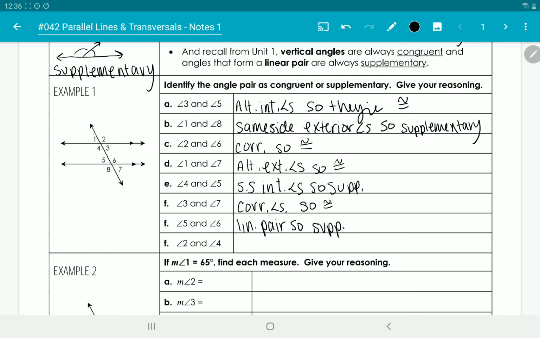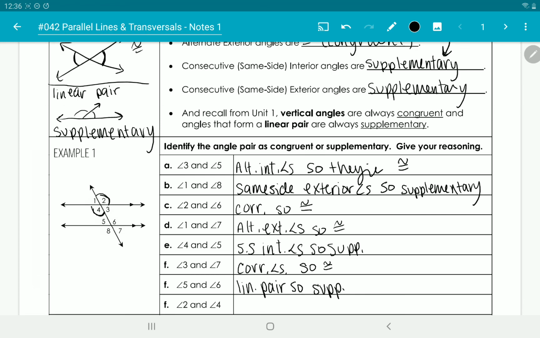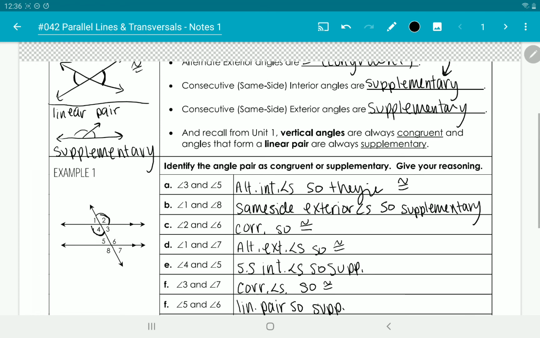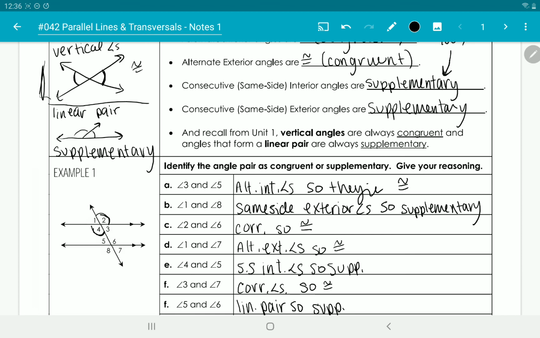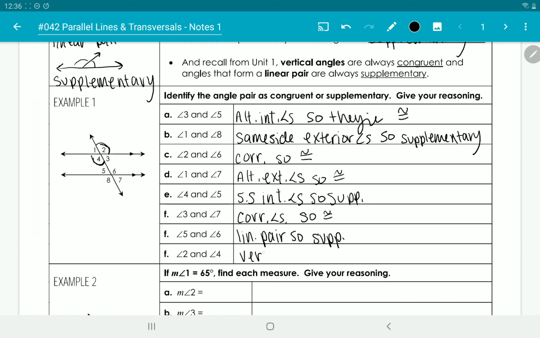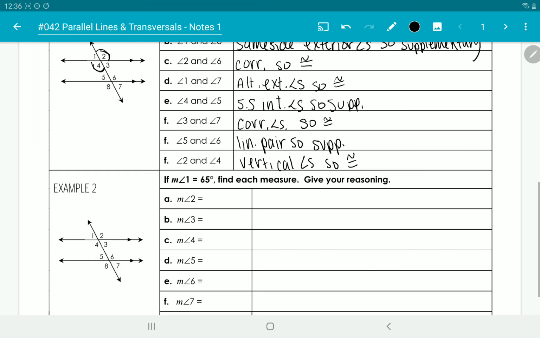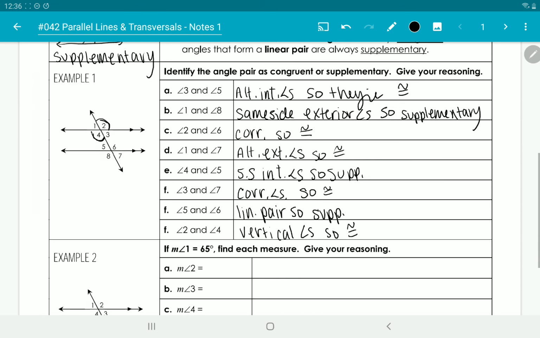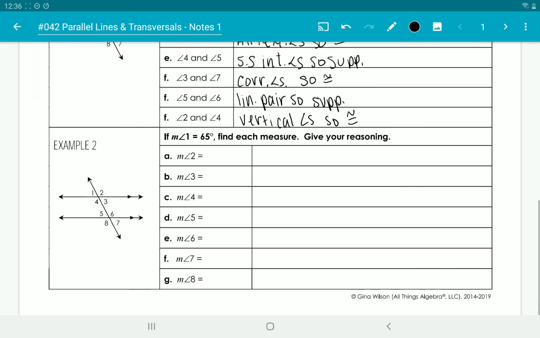And then lastly, 2 and 4. You can see they're on the same intersection, and they look like these angles we've got drawn up here. Okay, so they are vertical angles, and like we've got written up there, vertical angles are congruent to one another. So again, either way, they're either going to be supplementary angles and add to 180, or they're going to be the same angle and they're going to be congruent.